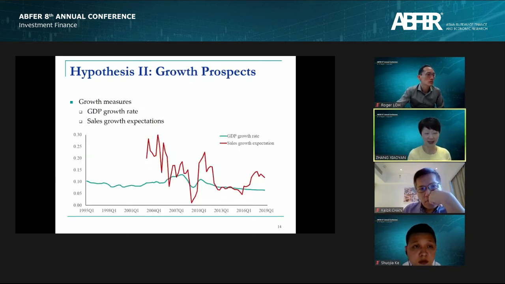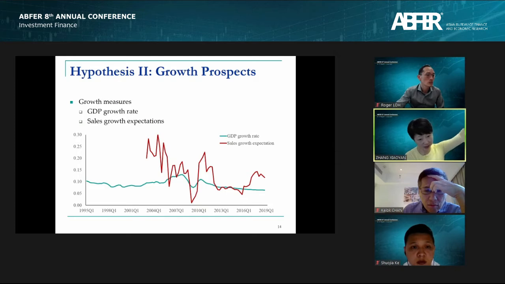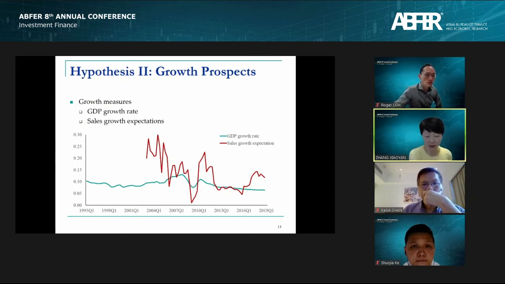Let's look at hypothesis number 2. Number 2 is about the growth prospects. And here I show you the GDP growth and the sales growth expectation. I use this figure to make 2 points. Number one is, you can see they're kind of downward sloping, right? GDP was 10% and above before 2010 and afterwards, it's stabilized around 6%. So it is decreasing. And of course, there's a dip from the global financial crisis.